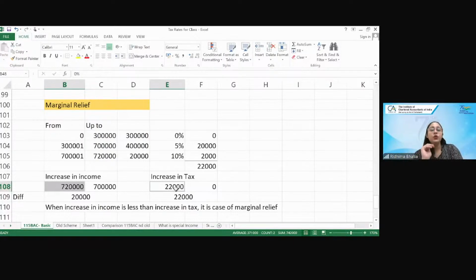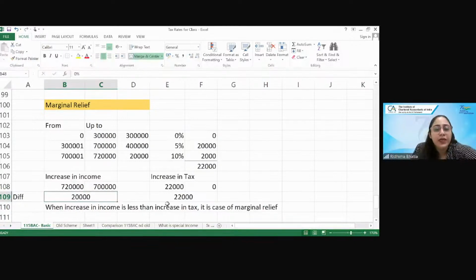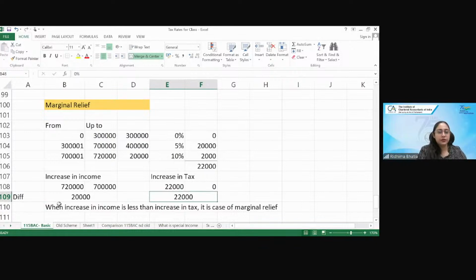But when you are in the new scheme, if your income is marginally rising, but your tax is rising more than the marginal income increase, then you get a relief. Income increase कितने से हुआ? 20,000 से. Income got increased by 20,000. Tax got increased by 22,000. Now, this more than 100% increase in the tax is given as relief. So this 2,000 would be given as relief.